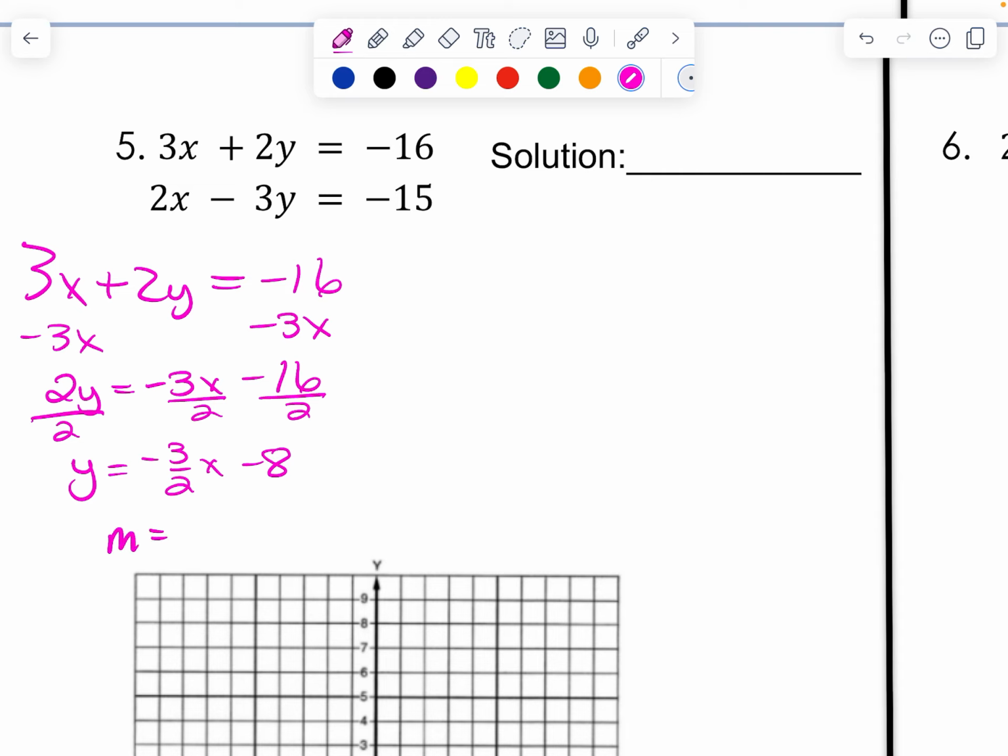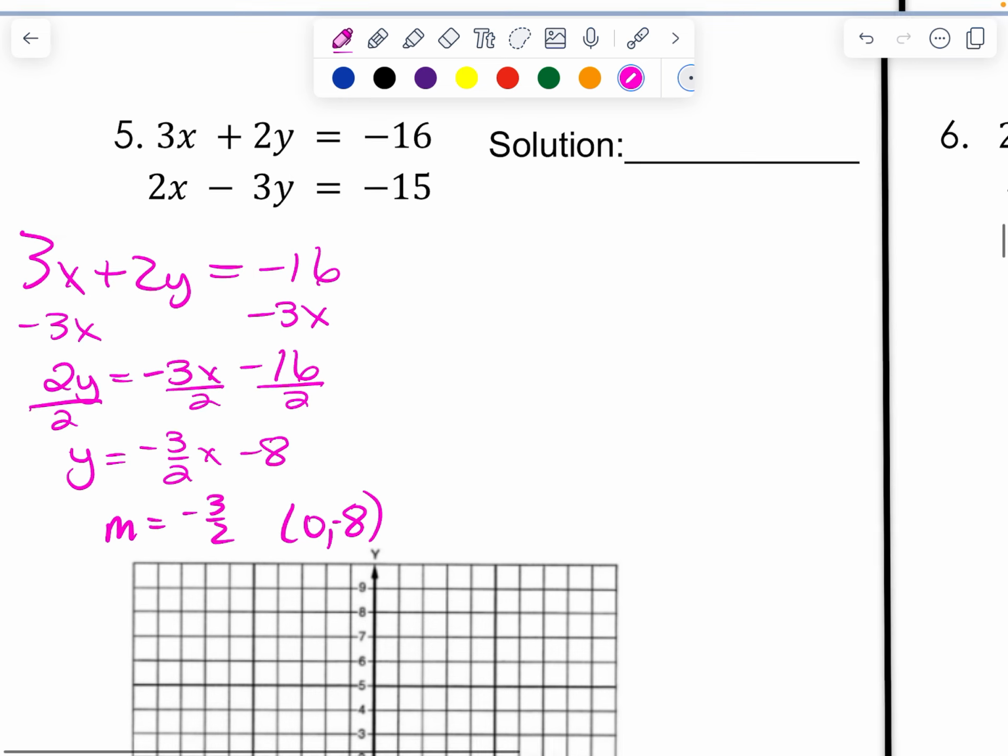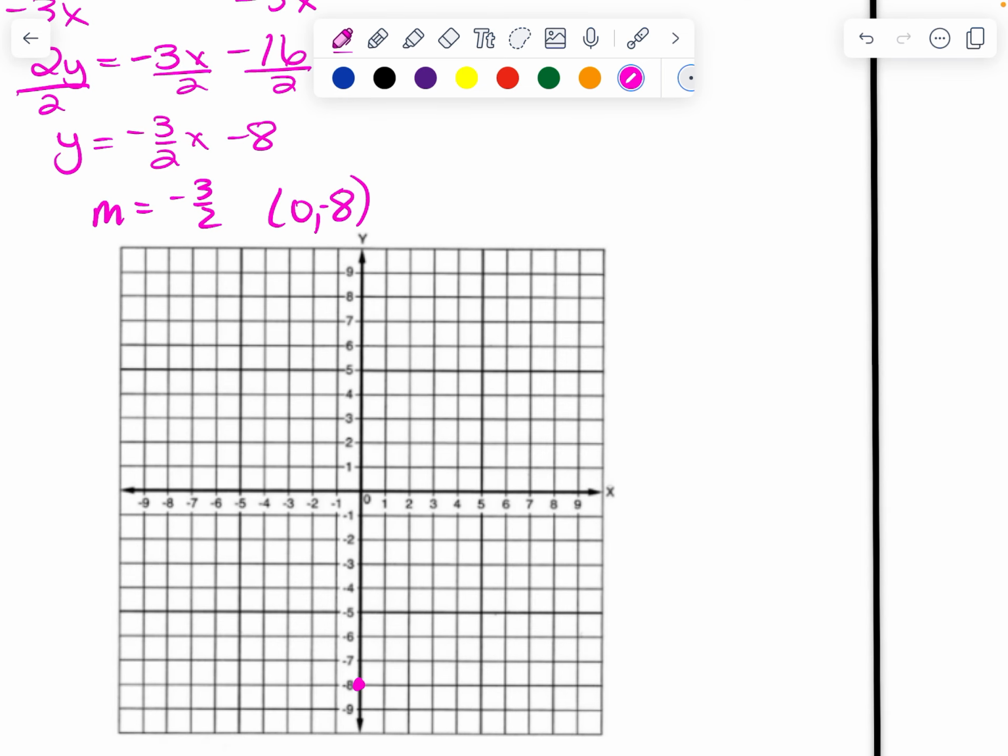So my slope for this line is negative 3 over 2. My y-intercept is negative 8. So I go down to negative 8. I'm going to go up 3, but to the left 2, and repeat. It's a horrible line.